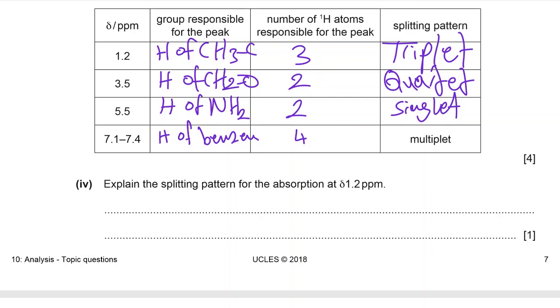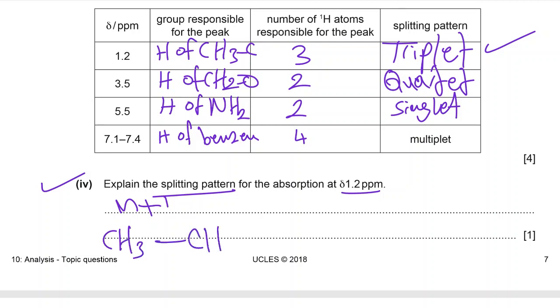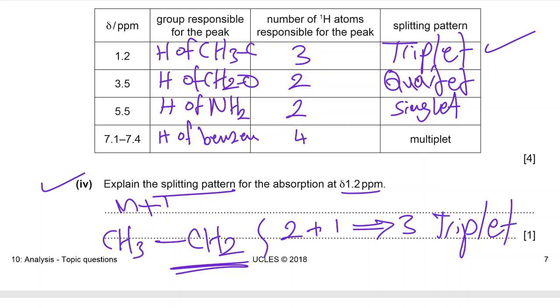Look at this question. Explain the splitting pattern of 1.2. That means this one. The rule is n plus 1. The neighbor of this CH3 is CH2. So the neighbor has 2 hydrogen, plus 1, this will give us 3, and the shape is a triplet. Okay.